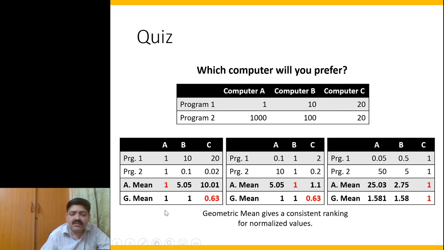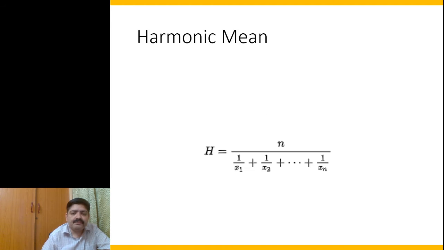But notice what's happening with the geometric mean. The geometric mean does give a very consistent ranking irrespective of which one you choose. It seems like C has the least value when it comes to time taken. So I would probably buy computer C in this case if I have to take a decision solely based on these numbers. So the lesson learned here is that the geometric mean gives a consistent ranking for normalized values.